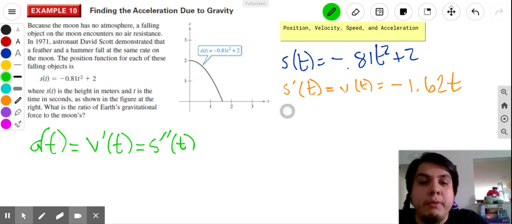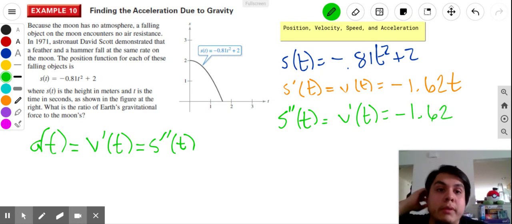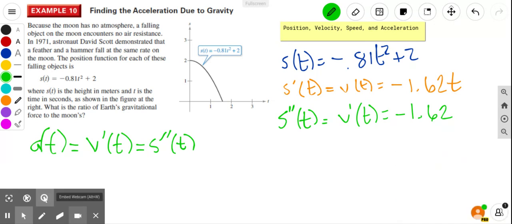So now if I take the derivative again, which means I'm taking the derivative of velocity, I end up with a nice negative 1.62. And for that number, I need to take into account the units. They were talking about the fact that s of t is the height in meters, and t is the time in seconds.